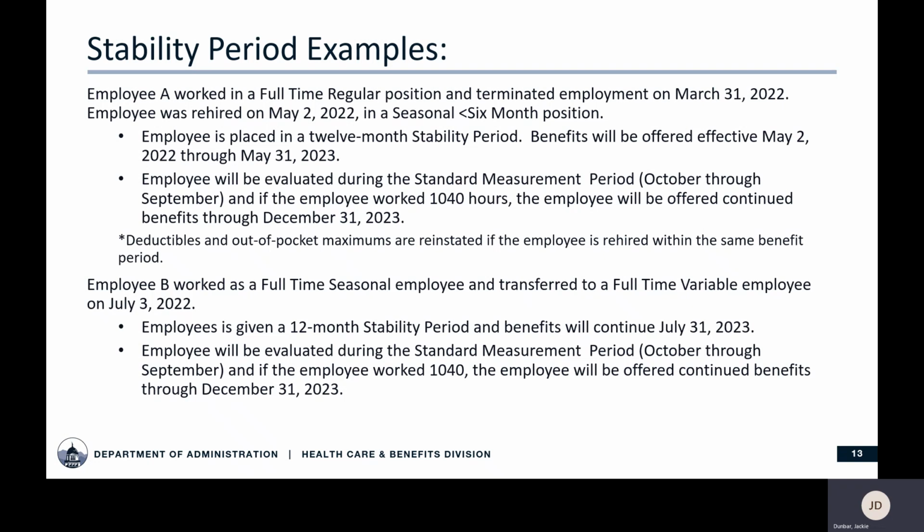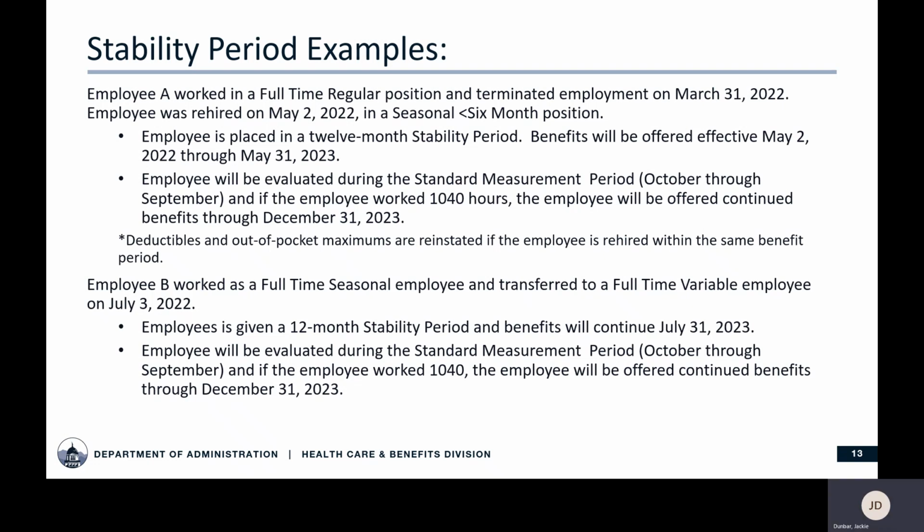Employee will be evaluated during the standard measurement period, October through September, and if the employee worked 1,040 hours, the employee will be offered continued benefits through December 31st, 2023. Deductibles and out-of-pocket maximums are reinstated if the employee is rehired within the same benefit period.